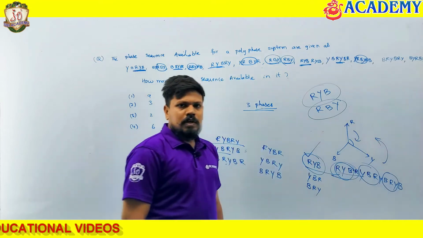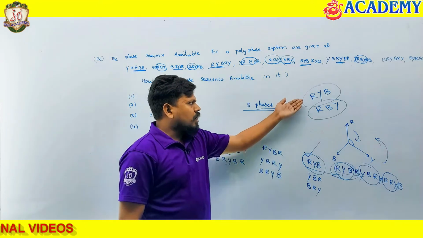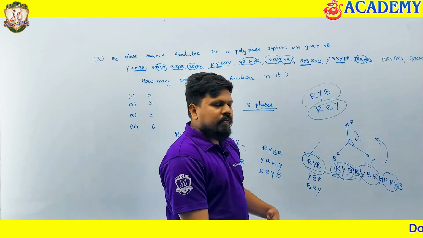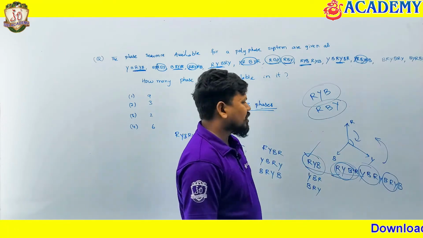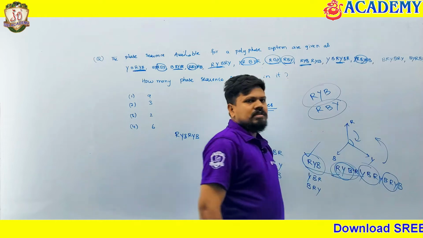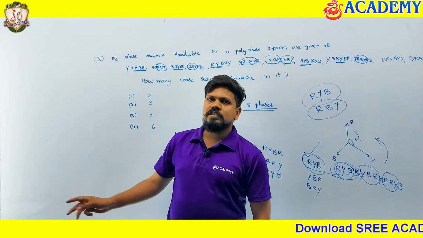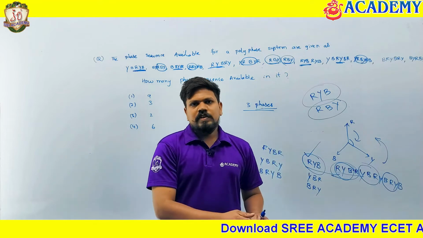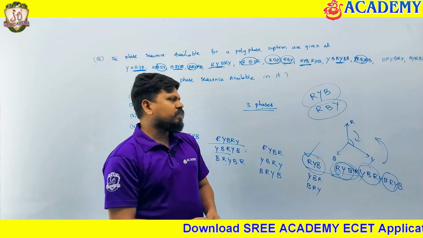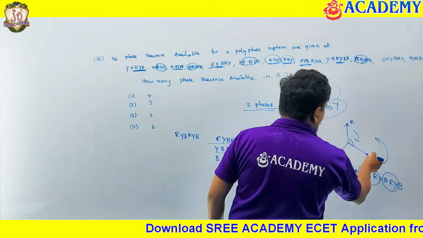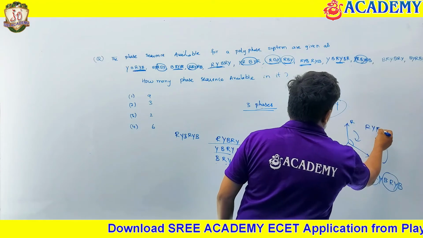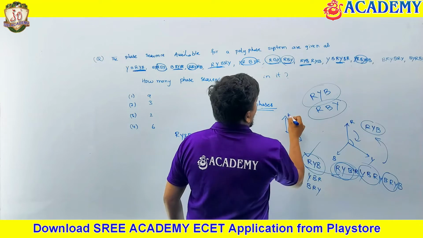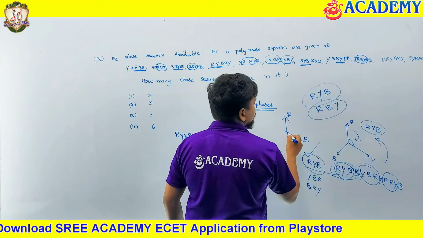That's it. Understanding, right? After R, which one is coming? Y is coming, otherwise the possibility is there for the B only, okay. So no need to check all these things directly, okay. Three phase system, how many phase sequences are possible? One is RYB phase sequence, another one is RBY phase sequence, okay. After R, Y is coming. How is RBY? After R, B has to come, okay.